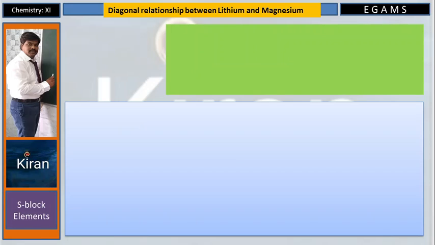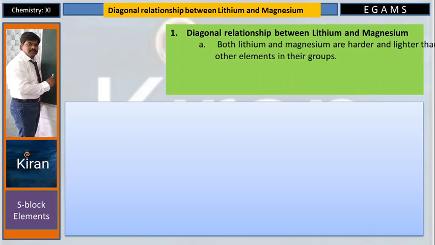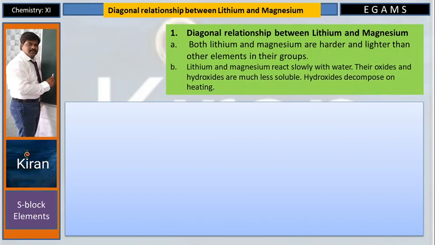Last one, diagonal relationship between lithium and magnesium. Both lithium and magnesium are harder, and lithium is lighter than other elements in this group. Lithium and magnesium react slowly with water. Their oxides and hydroxides are much less soluble. Hydroxides decompose on heating.